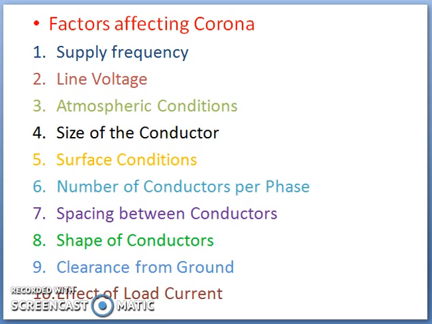Coming to the surface conditions. The corona depends on the surface conditions of the conductor. For rough and uneven surfaces, the value of the disruptive voltage is less and corona effect is dominant. Similarly, corona loss is also more for rough and dirty surfaces.